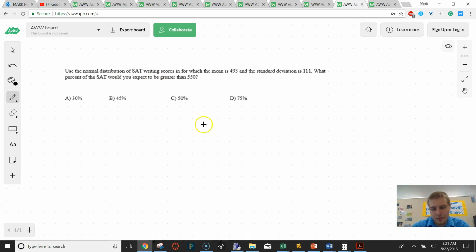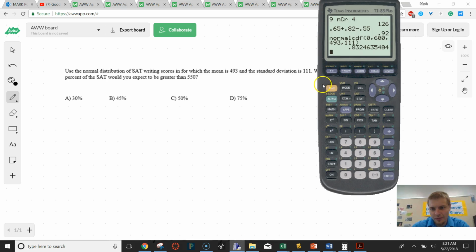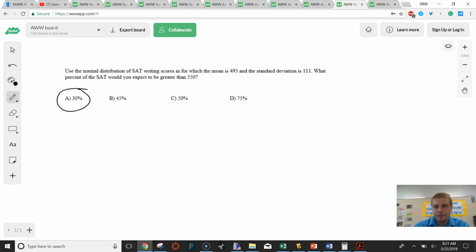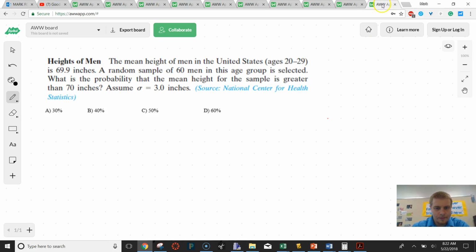Use a normal distribution. So again, as soon as they say use a normal distribution, we're going to use this normal CDF. And it has the same mean and standard deviation, but this time they want greater than 550. So we would start at 550. We'd go to some ridiculously high number. And then we would say 493 and then 111, because that's our standard deviation. And when I do that, I'd get around 30%. So that'd be A. Let's look at the last one.